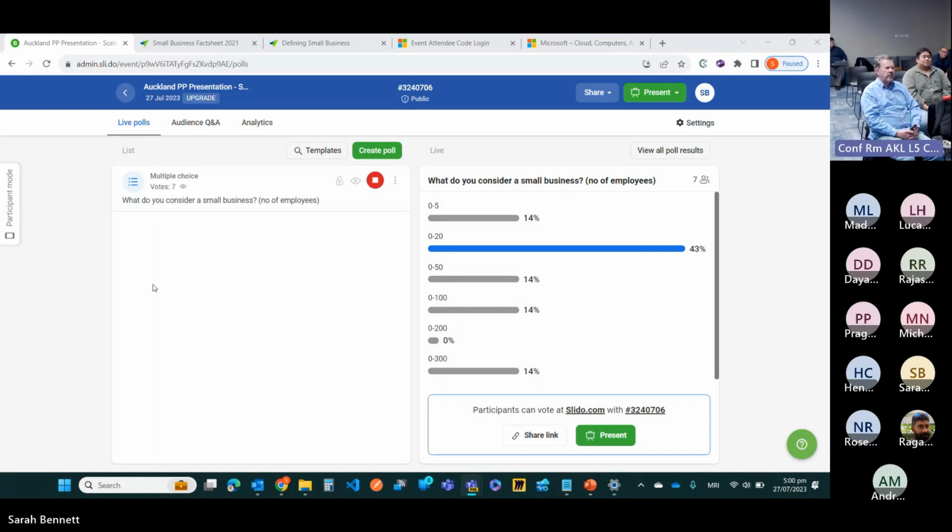Hey, thanks for submitting that. So we've got 0 to 5, 0 to 20 at 43%, 0 to 50. Interesting, 0 to 30. I bet that person works at Microsoft, because that's the Microsoft definition. Okay, so.